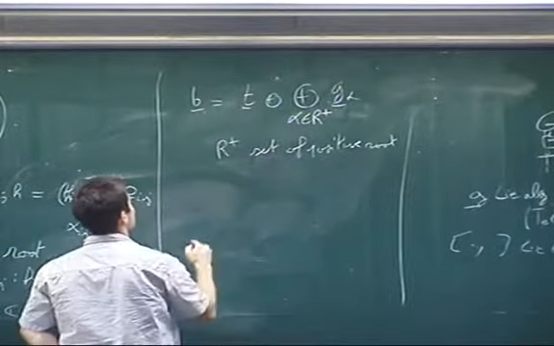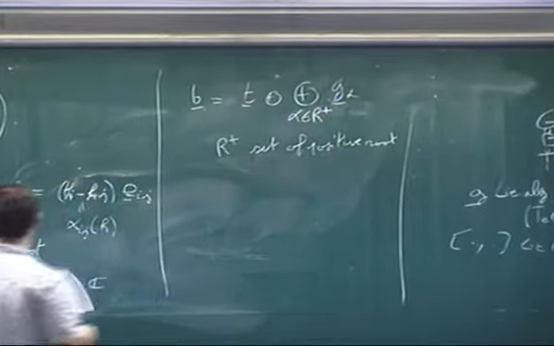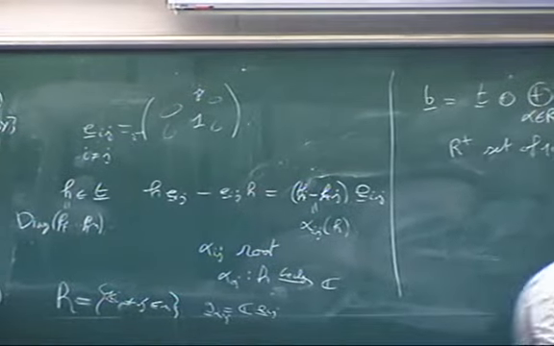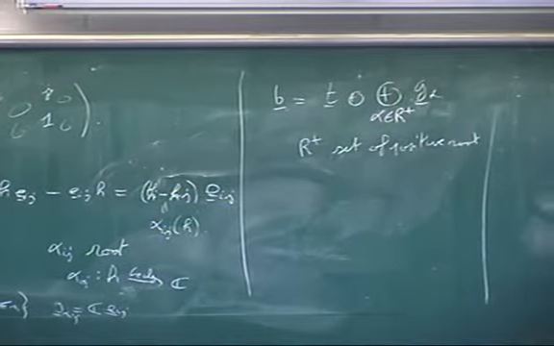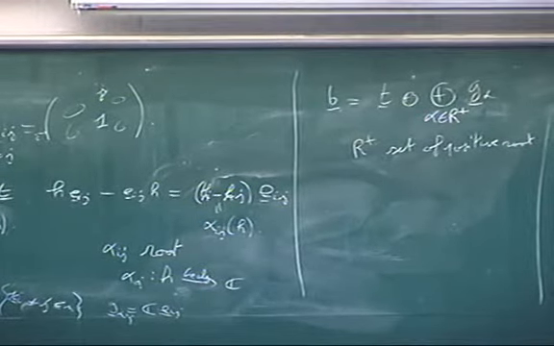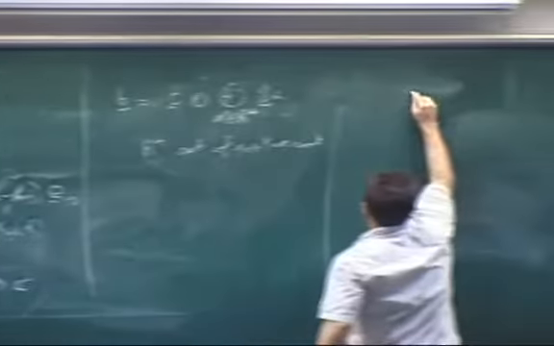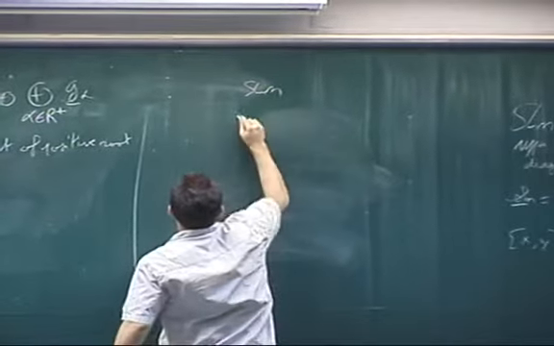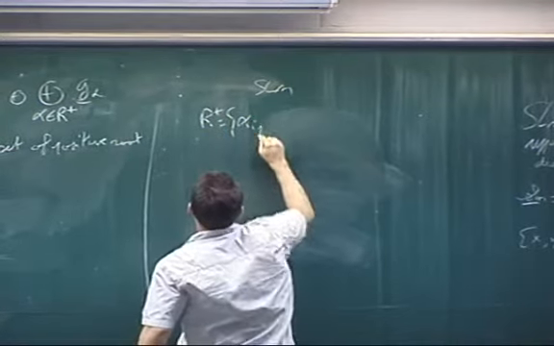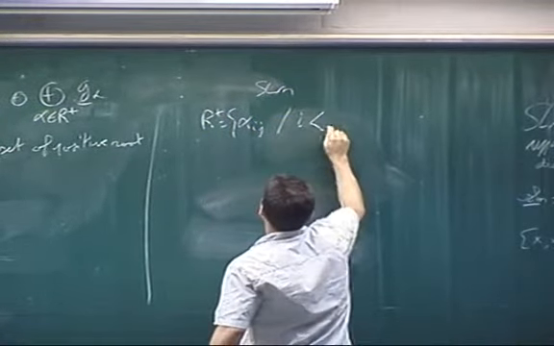And so in our example, the positive roots are just the α_ij, where i is smaller than j. So for SL_n, we have R+ is the set of α_ij for i smaller than j.